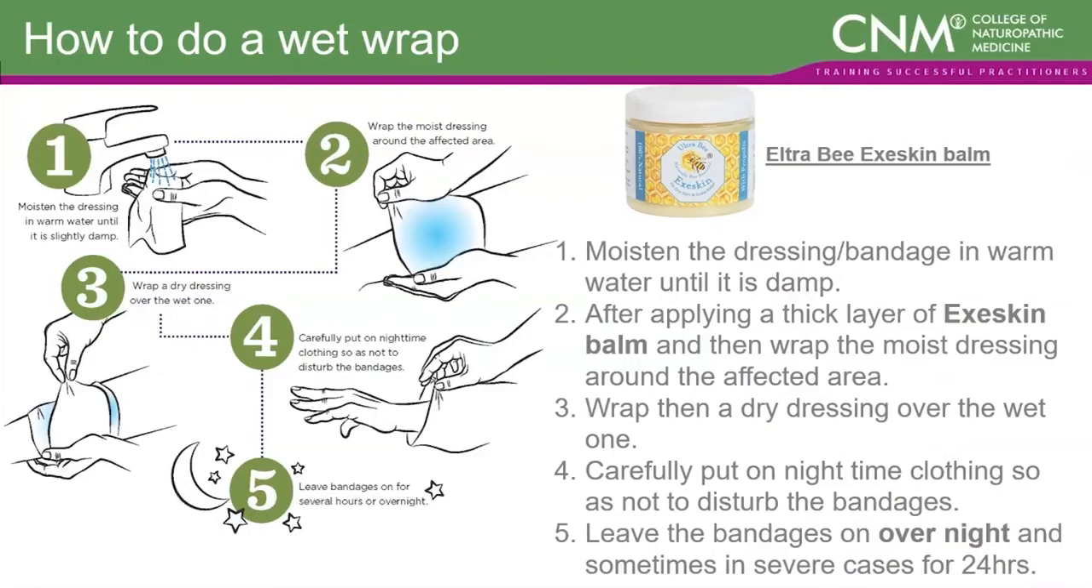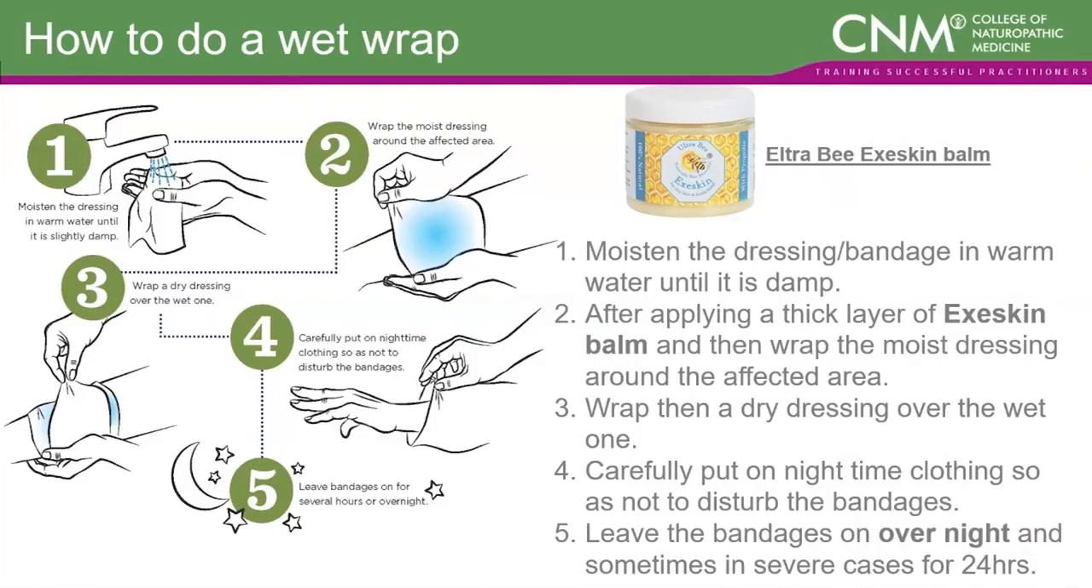So generally what I'd recommend is moistening a dressing or bandage in a bit of warm water until it's quite damp. You don't need to soak it, just make it nice and damp. After putting on a thick layer of the Exoskin, so you really need to slap it on nice and thick, because remember that's going to be sitting on the skin through the night. So a nice thick layer of the Exoskin balm to cover the whole surface area of the eczema lesion. Then wrap the moist dressing around the affected part.